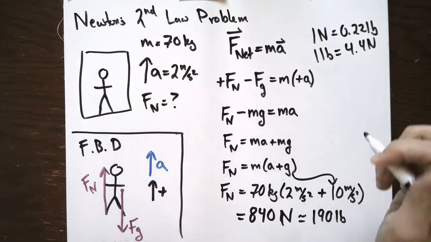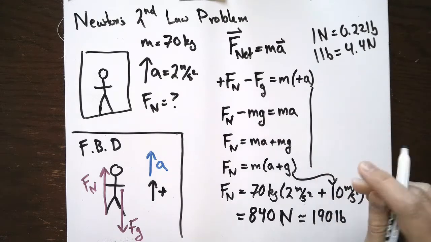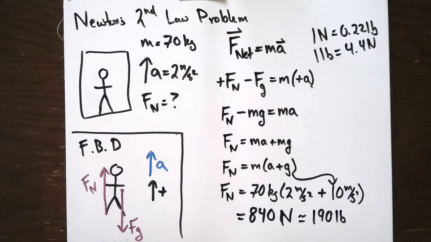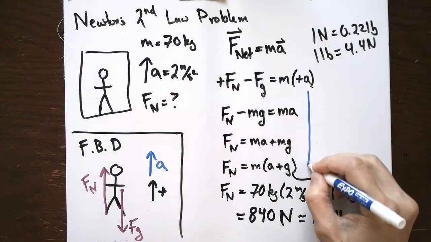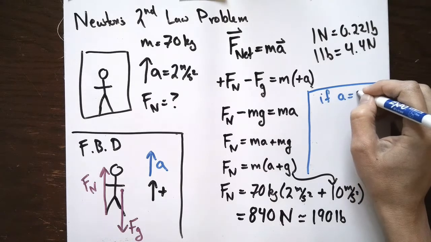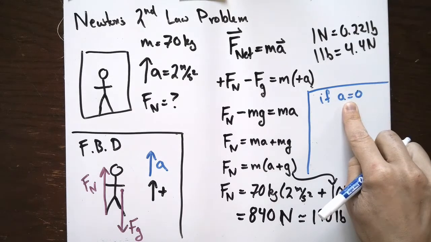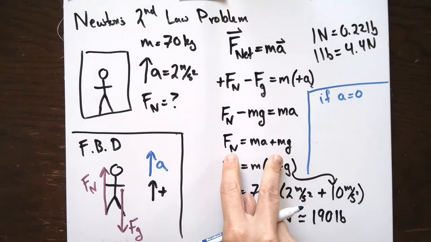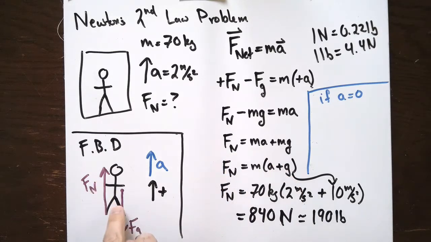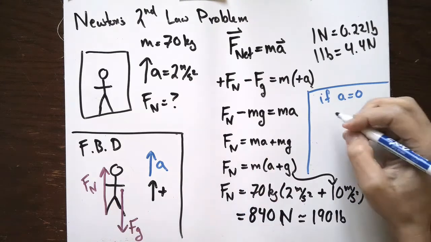that's accelerating. What if, let's do this actually in a different color. What if the situation were different? What if the acceleration were 0? That is, the elevator were traveling at a constant speed, or it were at rest. If that was the case, we could go right here. The only thing that was changed would be the acceleration would be different. The forces wouldn't change on him, or at least the directions, and the fact that they're there wouldn't change.